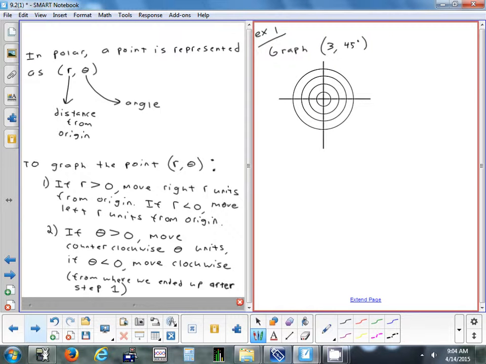Okay, so what we'll do, we'll just practice graphing points. Sometimes you might have to change degrees to radians, or radians to degrees, depending on which one you're comfortable with. I think generally most people prefer the degrees. So if you get something in radians and you don't like it, we'll convert it.